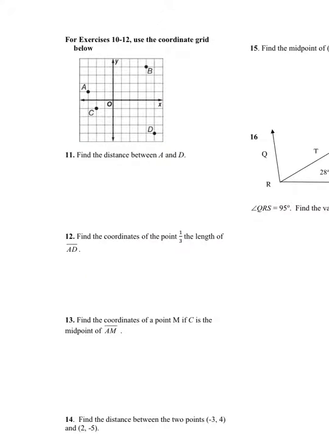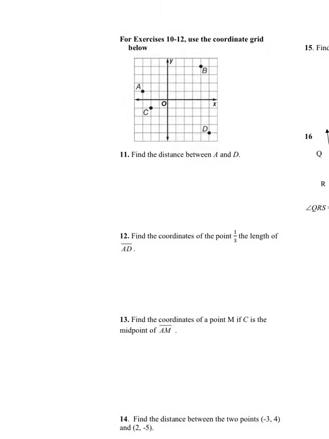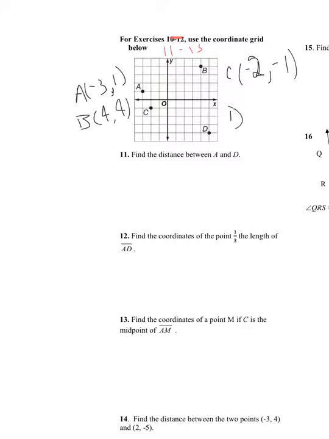All right, guys, here we are on page 2. I know it says for exercises 10 through 12, but obviously it should be for 11 through 13. But I think that's pretty obvious to what we're doing. What I'm going to do here is write the points on the side so you can reference them. A is at (-3, 1). B is at (4, 4). C is at (-2, -1). And D is at (5, 4).